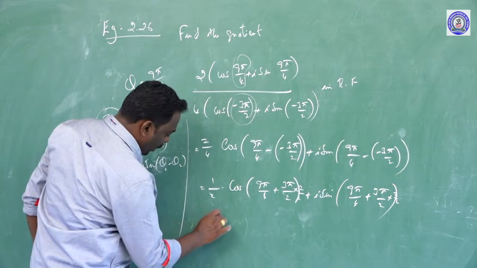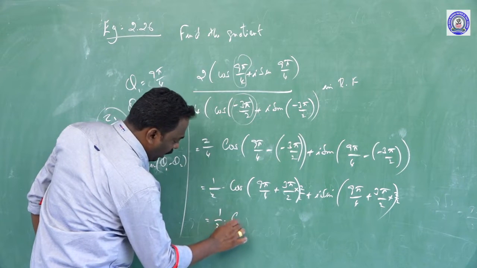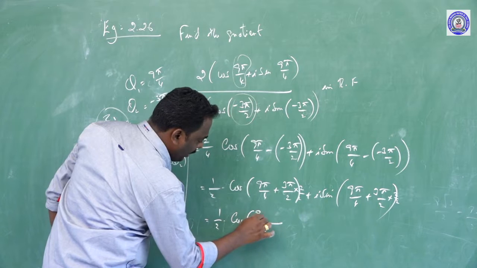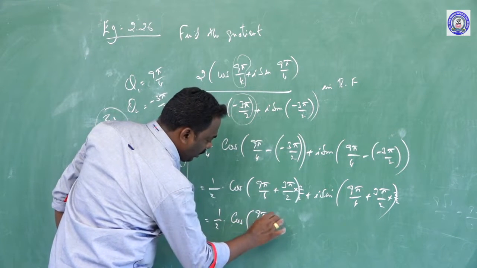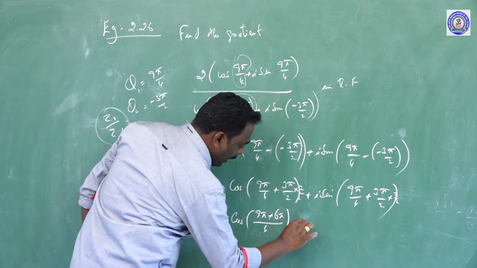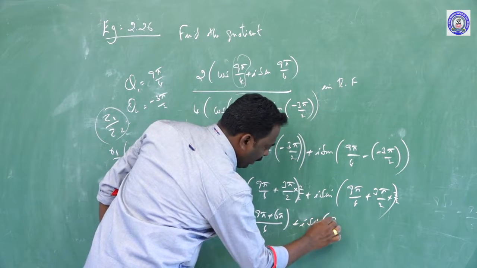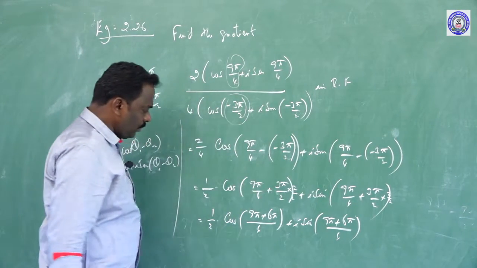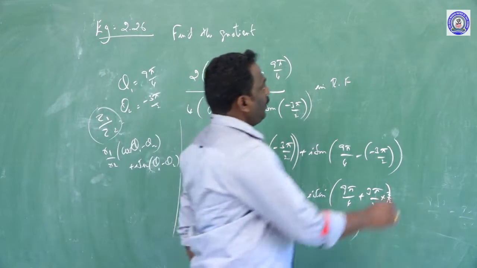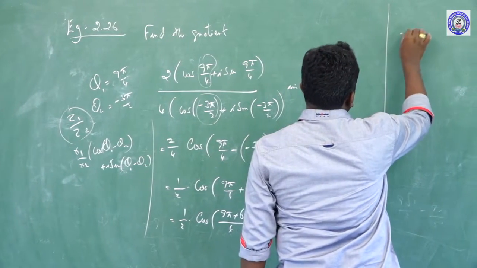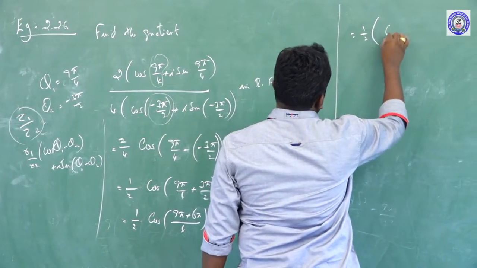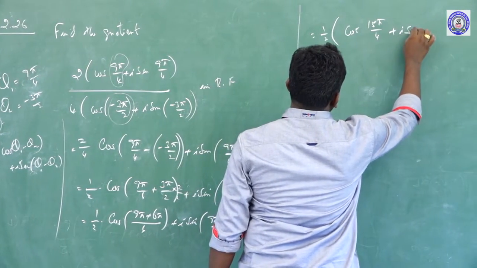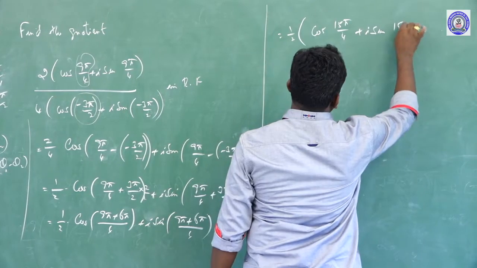That is equal to 1 by 2 into cos of 9 pi, taking the common denominator 4, 9 pi plus 2 into 3, which is 6 pi, plus i into sin of, similarly, 9 pi plus 6 pi by 4. Now, adding the terms, we get 15. Therefore, it is equal to 1 by 2 into cos of 15 pi by 4 plus i into sin of 15 pi by 4.